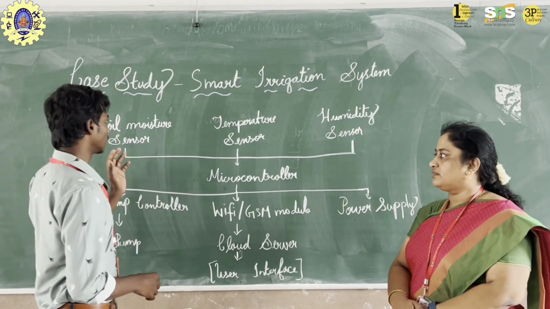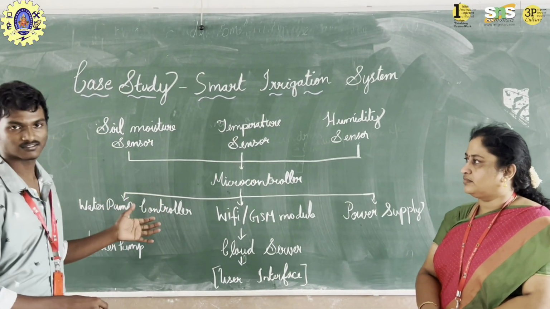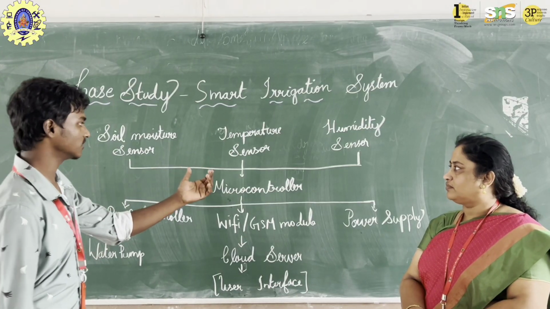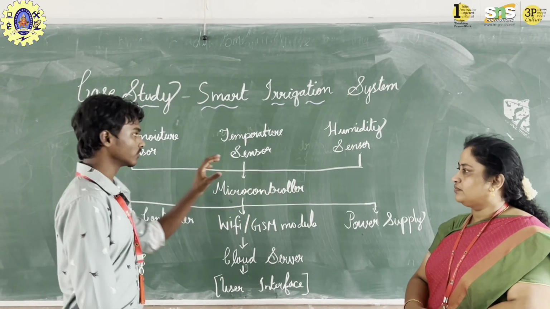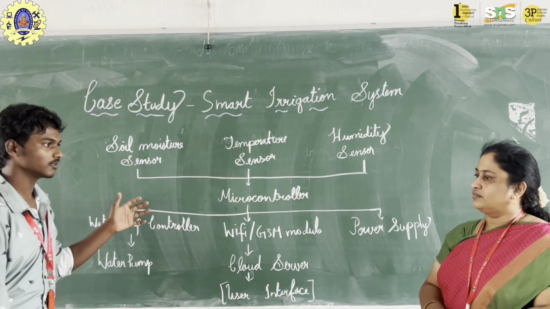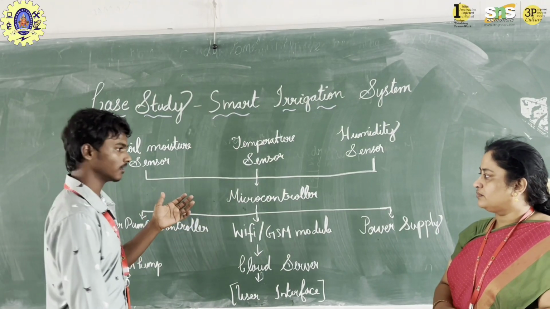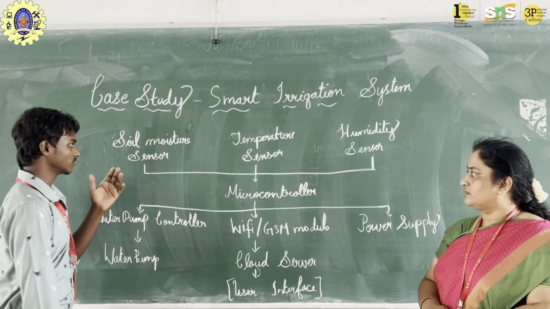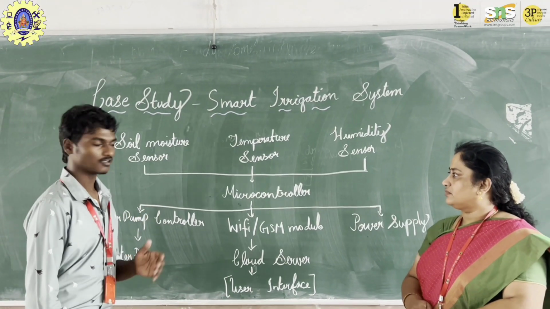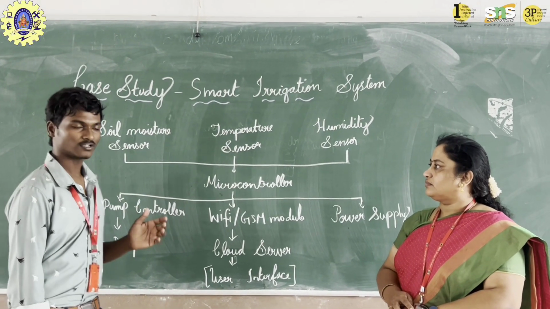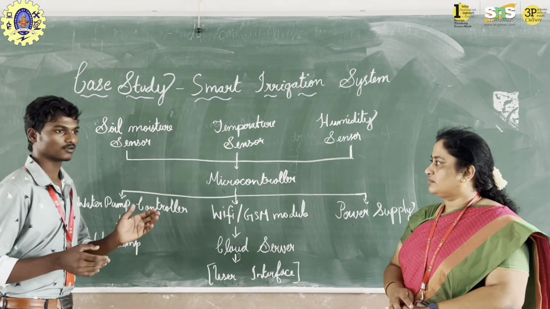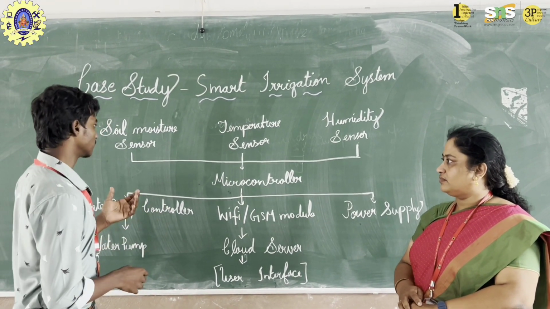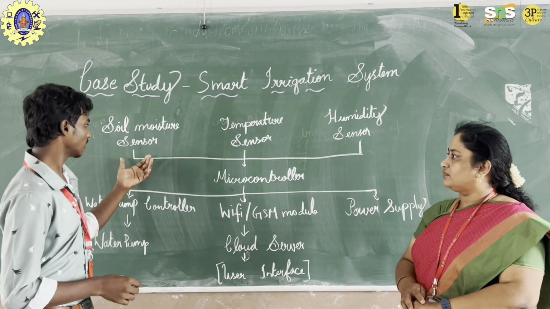This smart irrigation system has an architecture. It has three sensors: a soil moisture sensor, a temperature sensor, and a humidity sensor. These three sensors are placed in the field on the farmer's land. The soil moisture sensor provides the moisture of the soil. Every soil has a certain moisture. If the farmer has a neighbor, there can be a difference in moisture between the neighboring fields, so we use the soil moisture sensor.